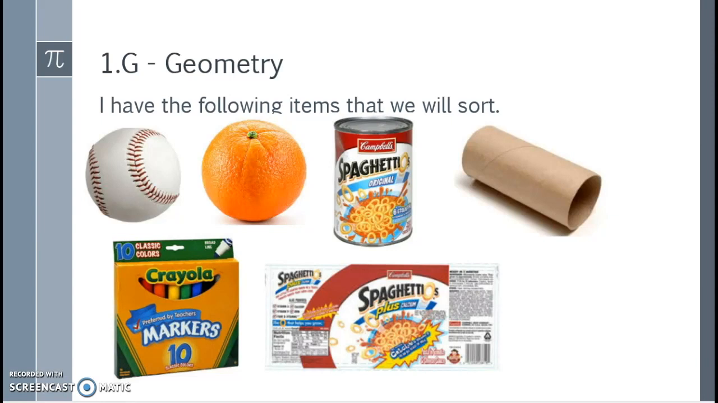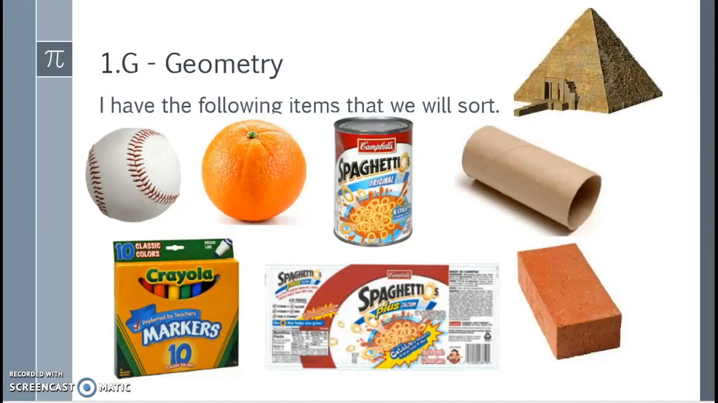The marker box is a rectangular prism because its corners are square, just like all rectangular prisms. A brick is a rectangular prism. It is really heavy, but not all rectangular prisms are heavy.